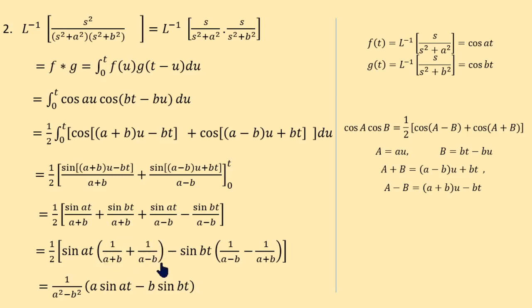Follow, no? So you simplify this separately and this separately, and that becomes 2a and this becomes 2b. Take 2 common outside, cancel it. a sin at minus b sin bt divided by this common denominator a square minus b square. So 1 by (a square minus b square) into (a sin at minus b sin bt). So this is how we can use convolution theorem to find the L inverse of this function.